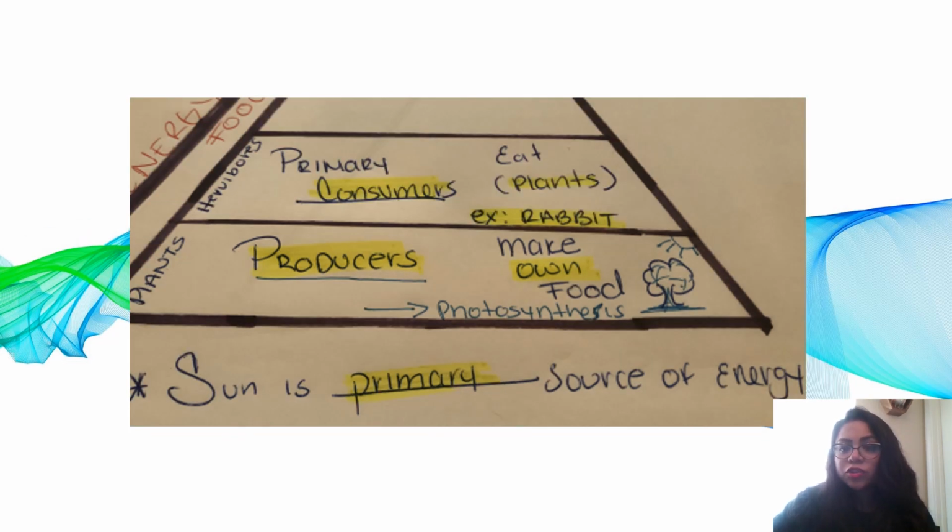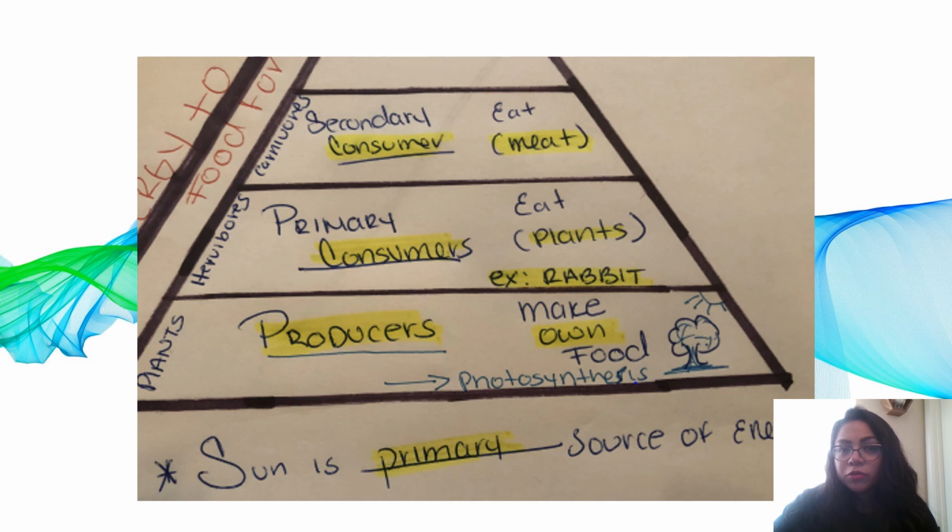The producers then transfer that energy to primary consumers. Primary consumers are those animals that eat first, such as rabbits, cows, horses. In other words, they eat plants only. Then those primary consumers transfer their energy to secondary consumers. Secondary consumers are those organisms that eat meat only, carnivores. Then the secondary consumers transfer their energy to the tertiary consumer.